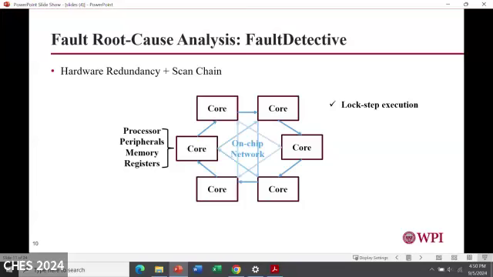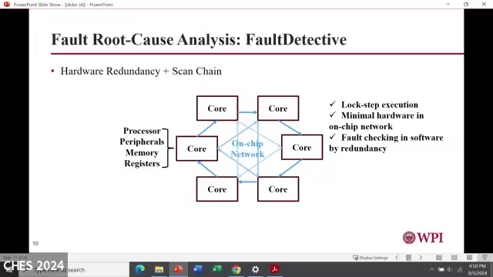On top of that, we use minimal hardware. We don't want to overcomplicate things, so we use minimal hardware to connect them just to make sure that they can talk to each other. And then we do the fault checking in software by redundancy. For example, if one or two of these cores are faulted, when they're running, they talk to each other and do the fault checking in software. Once the cores realize that something is different, they detect the fault, and then all the cores will stop.